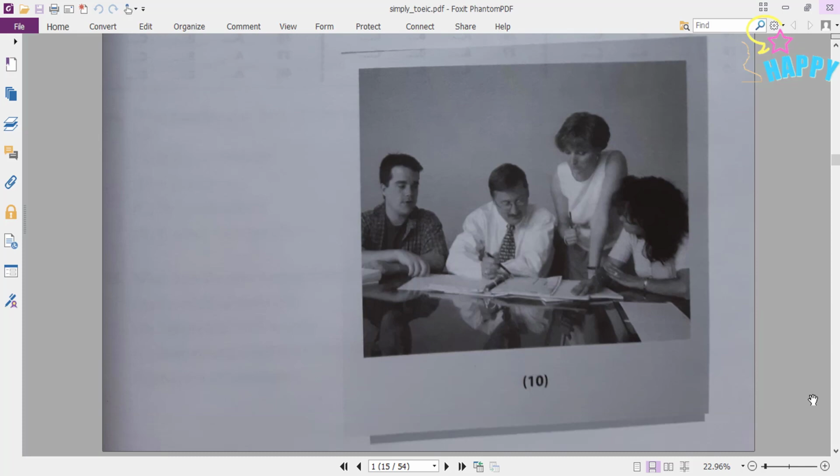Number 10. Look at the picture marked number 10 in your test book. A. They are looking at a file. B. They are reading magazines. C. They are writing a report. D. They are all dressed in suits.